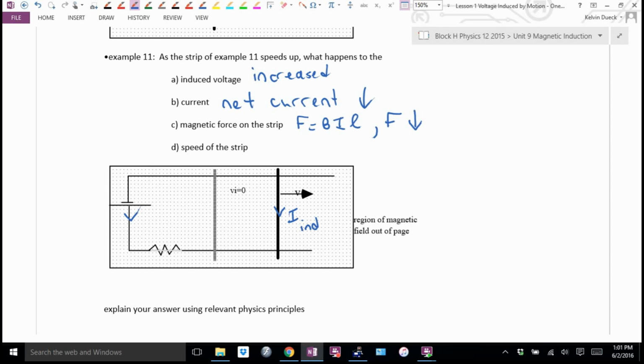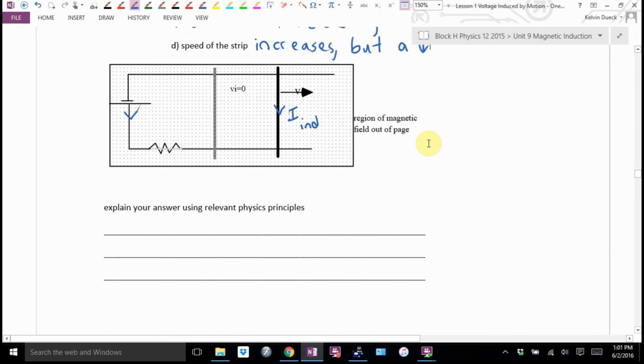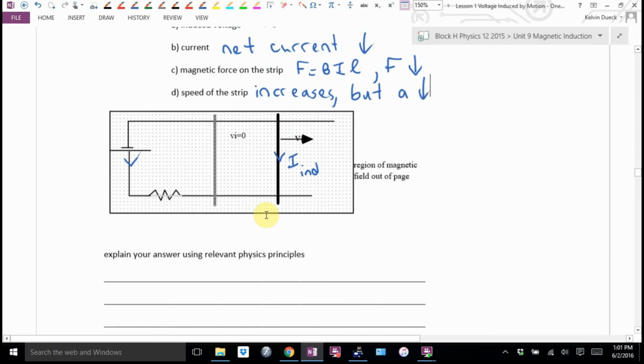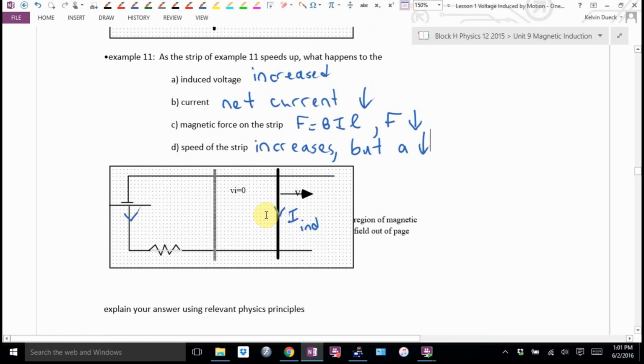In fact, eventually, Spencer, you're going to reach a maximum speed when the current from your battery is exactly equaled by the induced voltage current. That's your maximum speed. The speed of the strip still increases, but the acceleration decreases. Okay? It says explain your answer using relevant principles of physics. I think we just have.